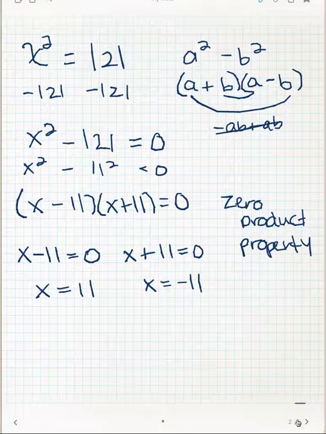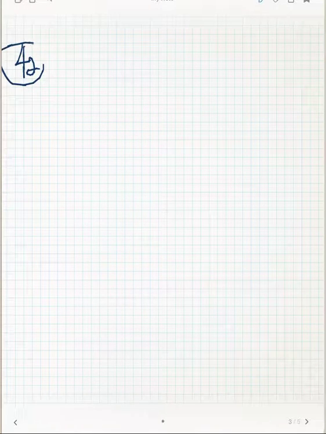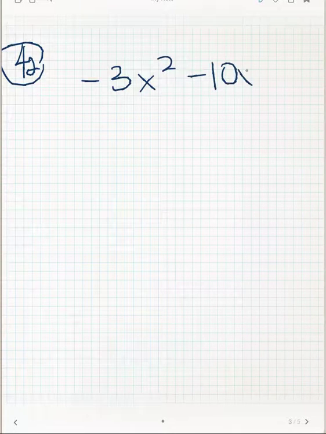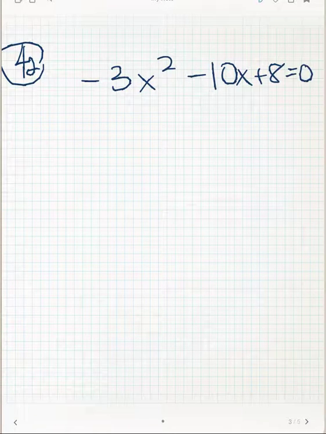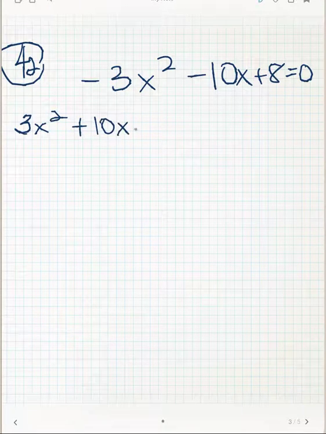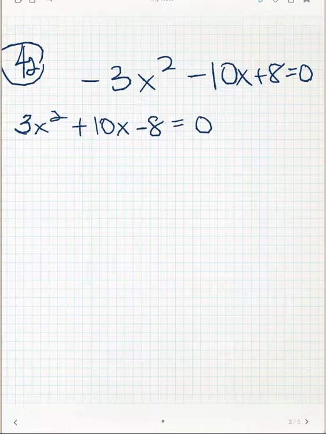Okay. If I did another one real quick, like let's say 42. Okay, 42 says negative 3x squared minus 10x plus 8 equals 0. If it's not equal to 0, you're going to move it over. Okay, with that, you're going to factor. I don't like to have x squared as a negative, so what I would do is probably move everything over to the other side, or just change the sign on every single term, which is the same as moving it over to the other side. And I would factor this.